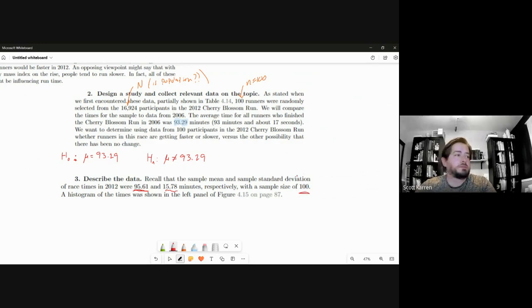So a histogram was shown on the left. That doesn't matter. We don't really care. The histogram just shows that they're probably approximately normal. Let me see if I can get to 87 and get that histogram. It is this.